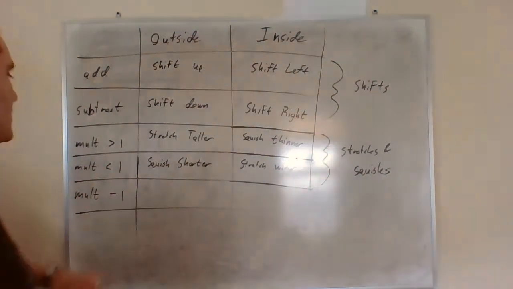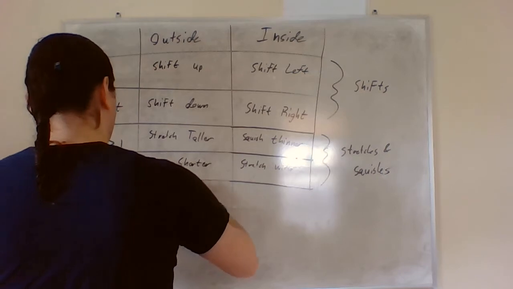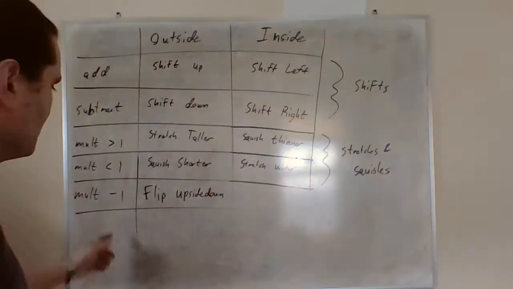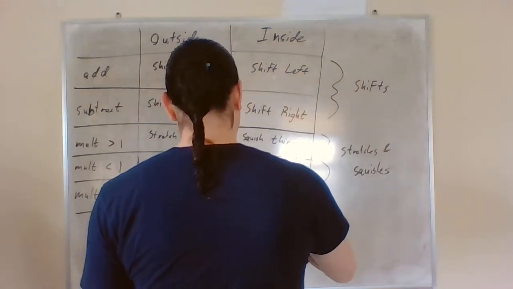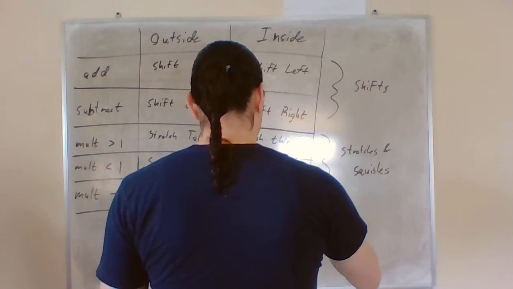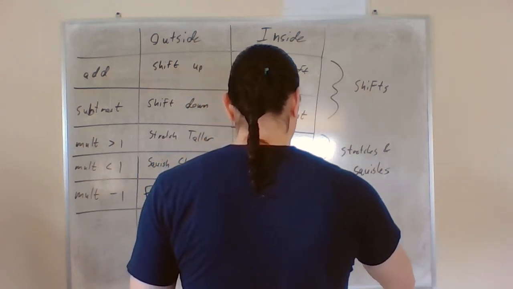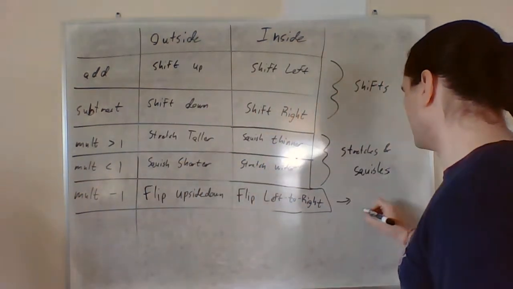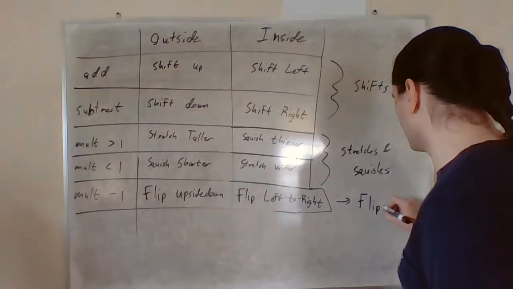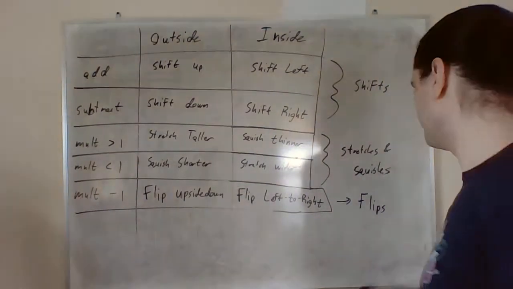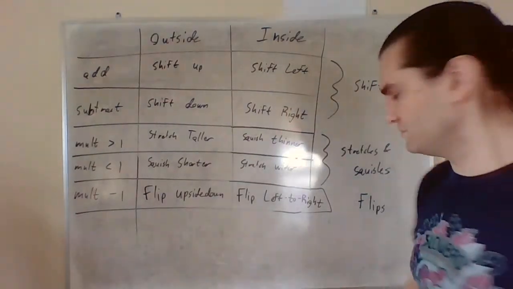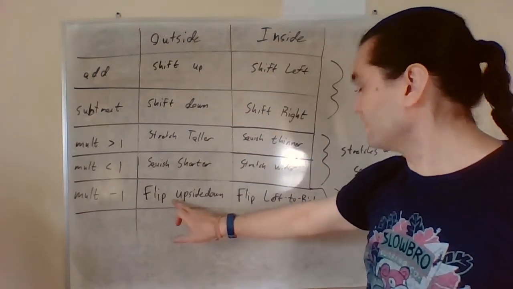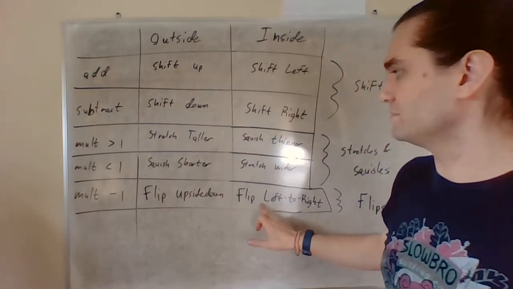So multiplying by -1 on the outside is a flip upside down. Multiplying by -1 on the inside is a flip left to right. So these are all your flips. Multiplying by -1 flips things. I'm going to try to use the same symbol. And again, outside vertical, inside horizontal.